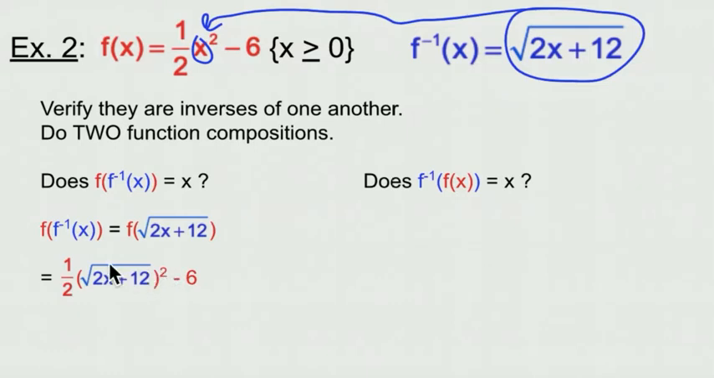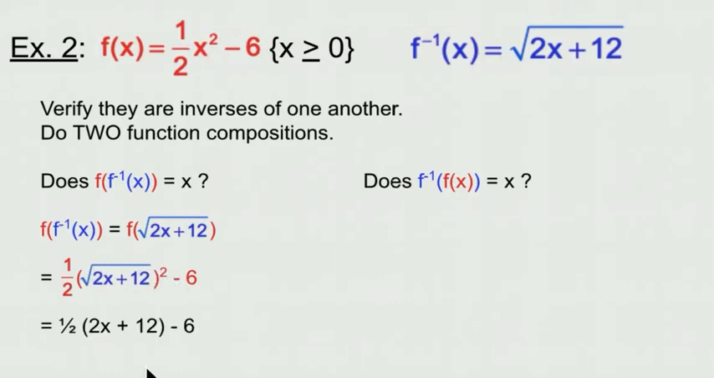And squaring undoes a square root, so that just leaves me with 1/2 of what's under the radical sign, 2x plus 12, minus 6. Distributing the 1/2, I end up with 1/2 of 2x is x, 1/2 of 12 is 6, and then don't forget the minus 6.